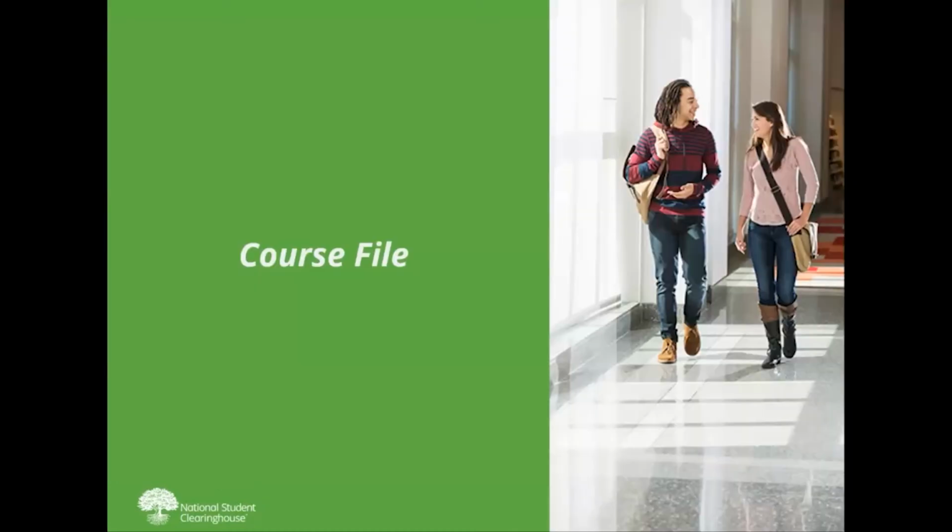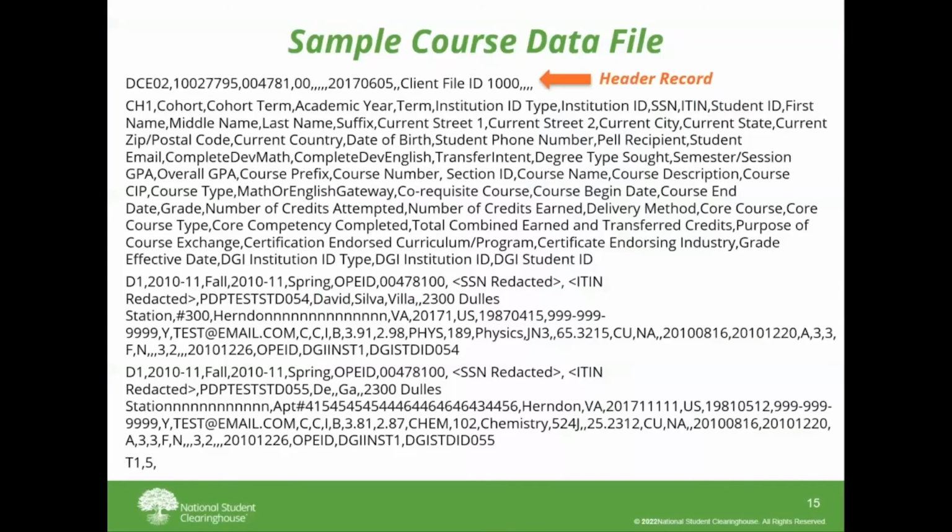Now let's work through an example of a course file layout. The header record in the course file is the same as the header record in the cohort file. The only difference is the record type field. Here you must populate the field with DCE02 to indicate the file type as course file.